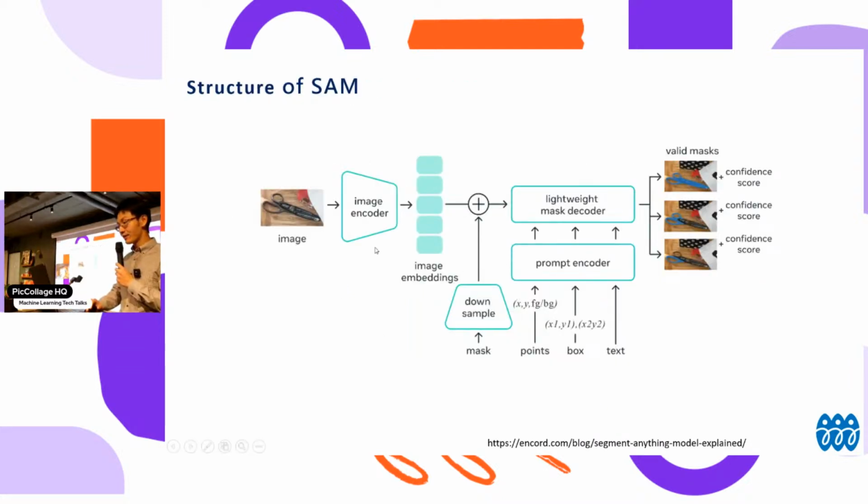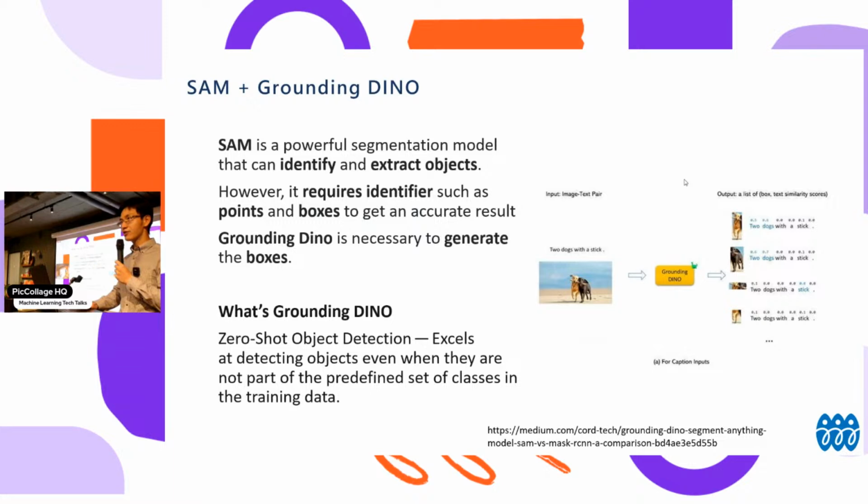Here is the main structure of SAM. We input the image into this encoder, and the image is embedded for this lightweight decoder. At the same time, we can send a point, a box or text into this prompt encoder to detect which segment we need. So we can use several inputs, such as a point, a box or a text, to get our target.